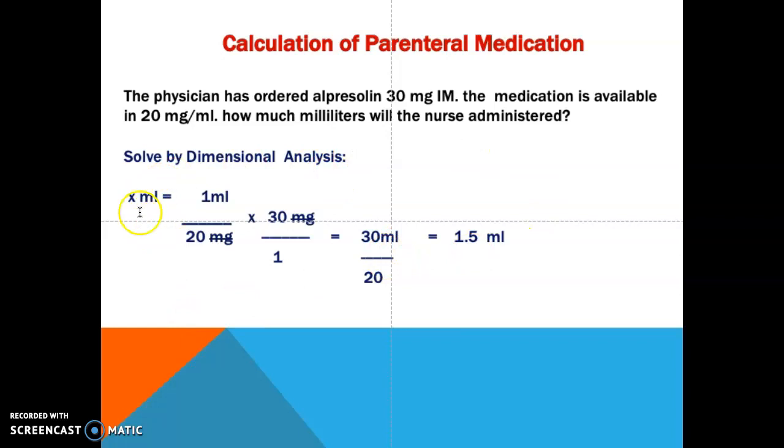We're looking for X mL. So 1 mL is equal to 20 milligrams, right? And the medication order is 30 milligrams. So we have milligrams and milligrams canceling out. 30 divided by 20 is 1.5 mLs. And that's the answer. That's what the nurse is going to pull up in the syringe to administer to her patient intramuscularly.